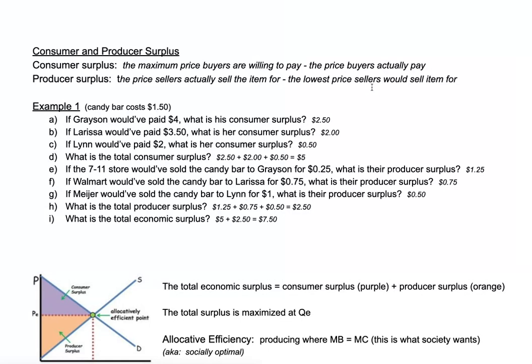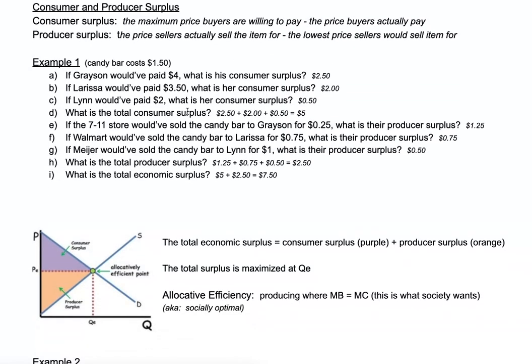So it's just the difference between a maximum and what you did pay, and then a minimum and what you got for it. All right. So here are some examples. Don't need to go through all of these, but you could look at some. If a candy bar cost $1.50, Grayson would have paid $4. What is his consumer surplus? Again, he paid $1.50, but he would have paid $4, so that means $2.50.